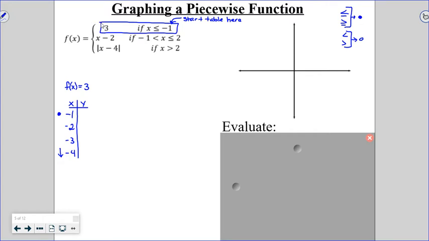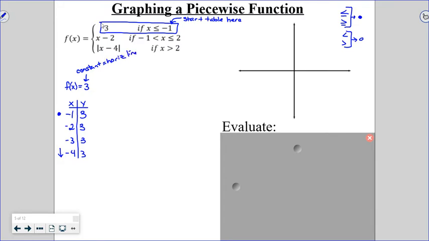I now start plugging them into the function, and this one's a weird function. When we have a constant, when I plug -1 into that function, I still get 3, right? Kind of like we talked about on the last page. When I plug -2 into that function, I still get 3. When I plug -3, I still get 3. When I plug -4, I still get 3. A little helpful hint: anytime it is a constant, your graph looks like a horizontal line at that number.